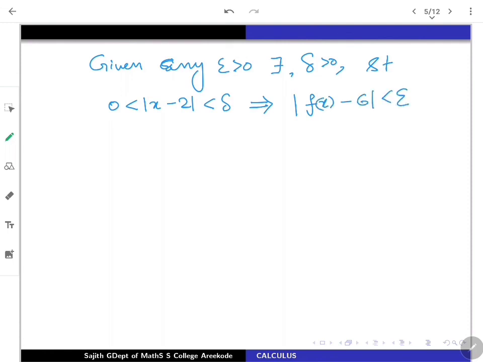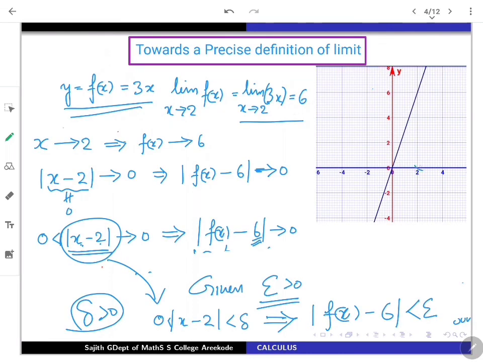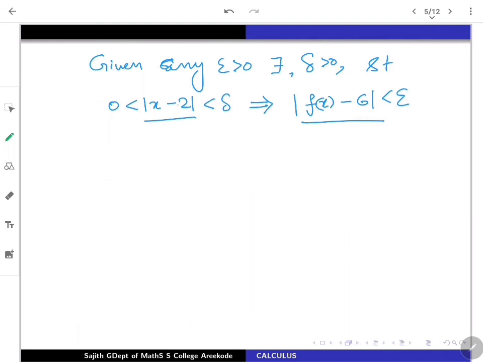Some more terminology about this you have to look at. See here, the distance between x and 2, which means you look at 2. So this says that mod x minus 2 is less than delta. So you have the freedom to select x nearing to a, either from right or from left. Delta units you can allow to the right.